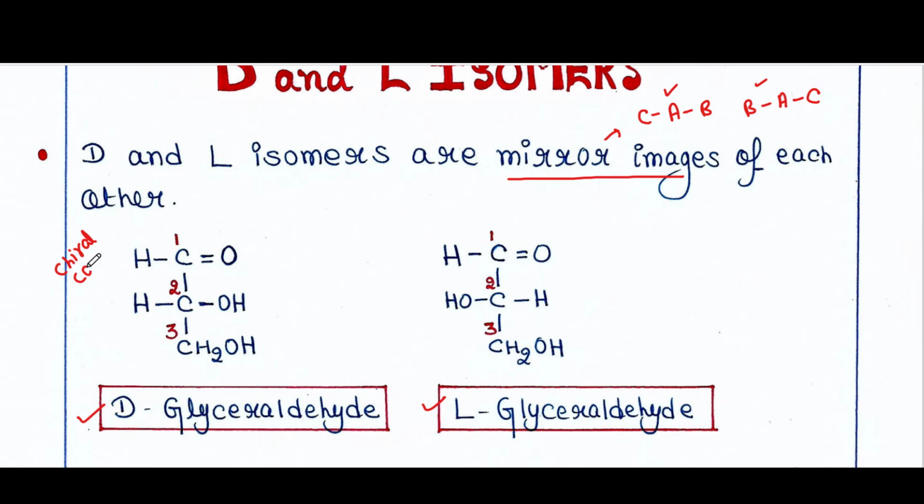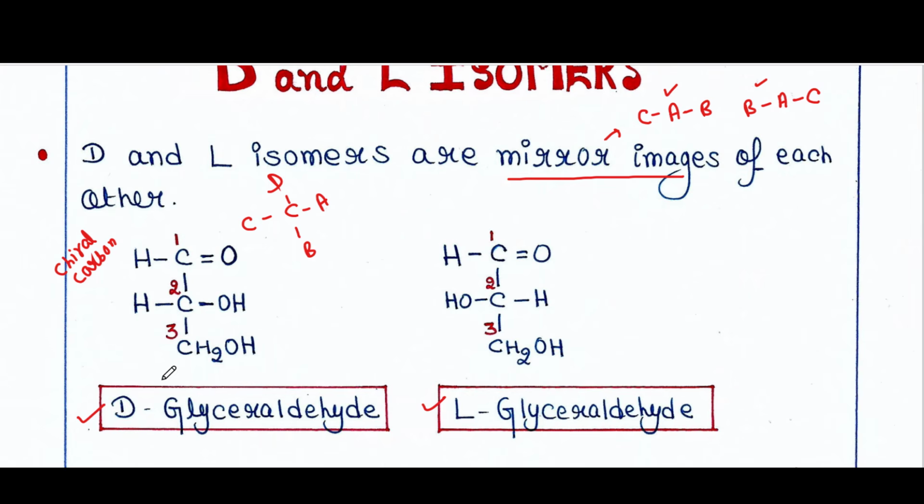Chiral carbon. So what is a chiral carbon? A chiral carbon is a carbon that has four different groups. We know a carbon has four bonds, right? Now here it has A, here it has B, here it has C, here it has D. That means this carbon is chiral because it contains four different groups.